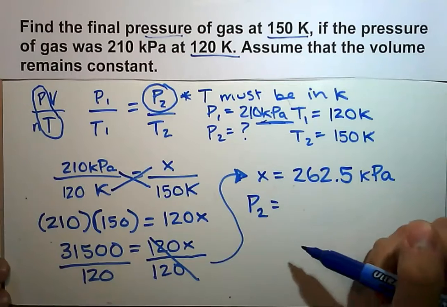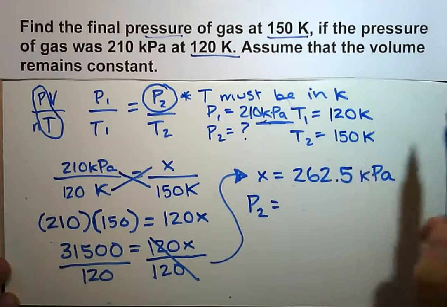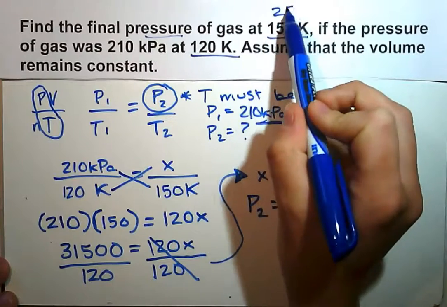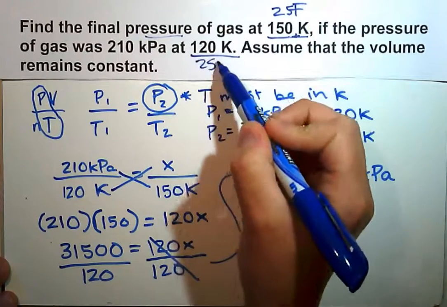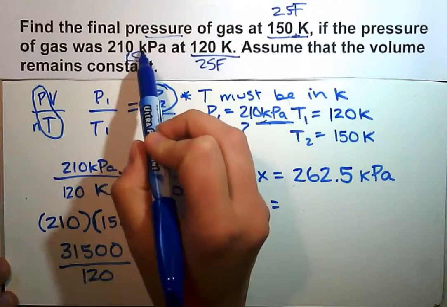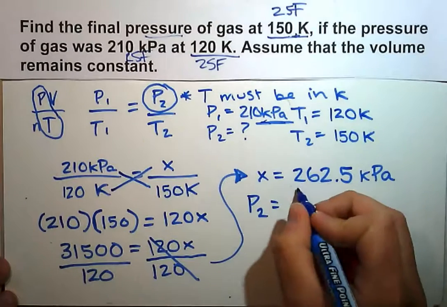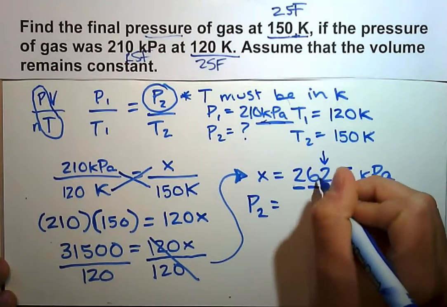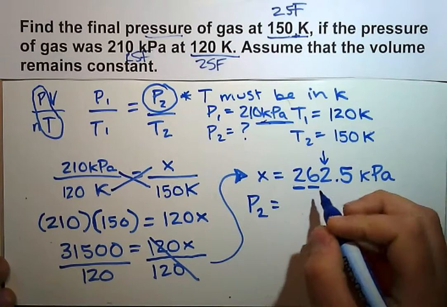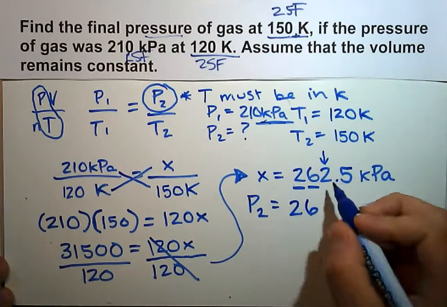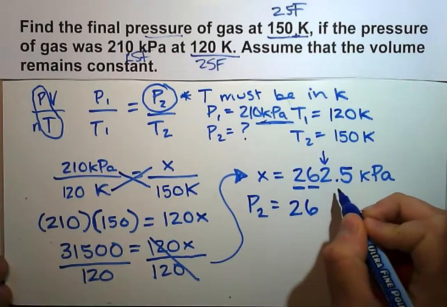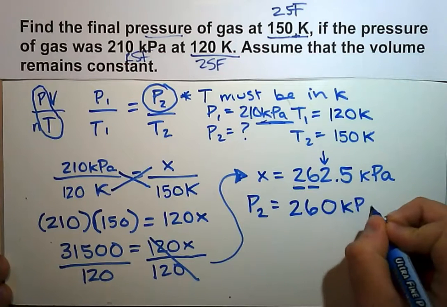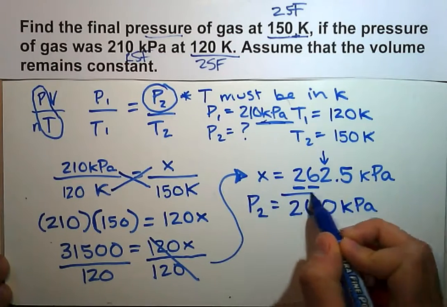And last but not least, we need to round to appropriate significant figures. 150, that 0 is not significant because there's no decimal point, so this has two significant figures. Two significant figures here as well, and two significant figures here as well. So our answer needs to be rounded to two significant figures. We look at the 2 to determine if the 6 stays a 6 or rounds up to a 7. Since 2 is less than 5, it stays 6, and then we fill in the place before the decimal with a placeholder 0. 260 kPa is our final answer for P2.